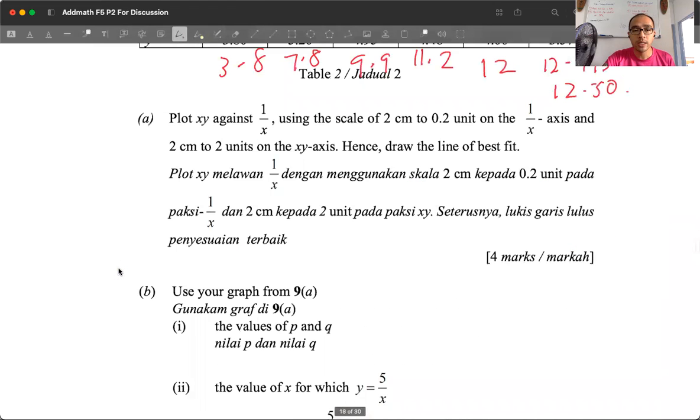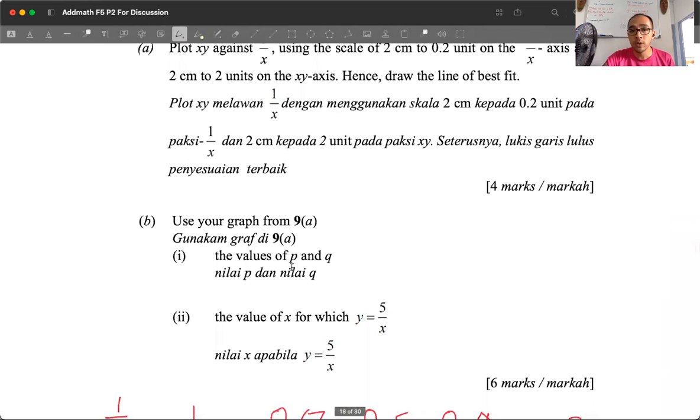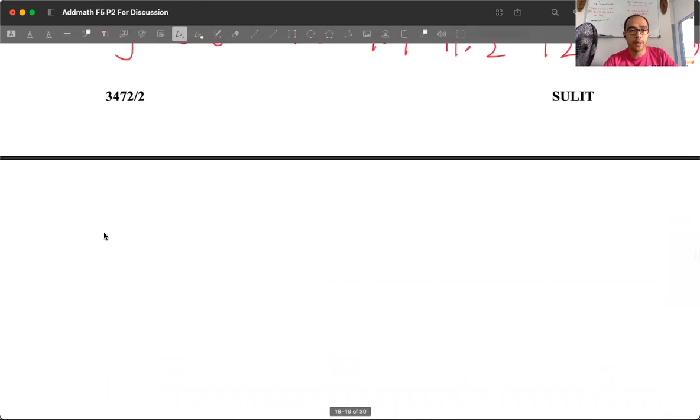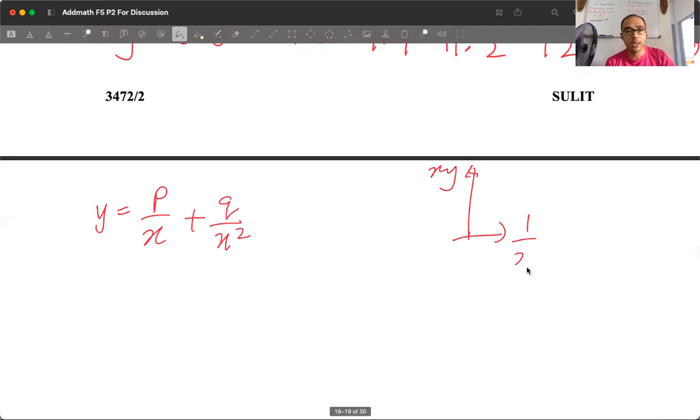So the next question is use your graph from 9a to find the values of P and Q. This is very standard. We have the equation y equals P over x plus Q over x squared. Our graph is xy against 1 over x. So how do we change y to xy? We multiply everything by x. So this becomes xy, and this becomes P plus Q over x.